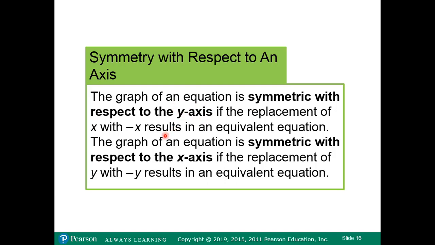The graph of an equation is symmetric with respect to the x-axis if the replacement of y with negative y gives you the equivalent expression. So if you take the y values and replace y with negative y, and then you simplify it, and you get the exact same equation or function back, then it's symmetric with respect to the x-axis.